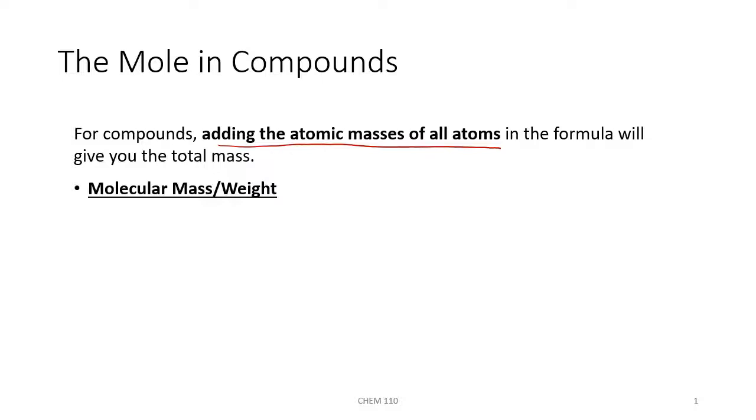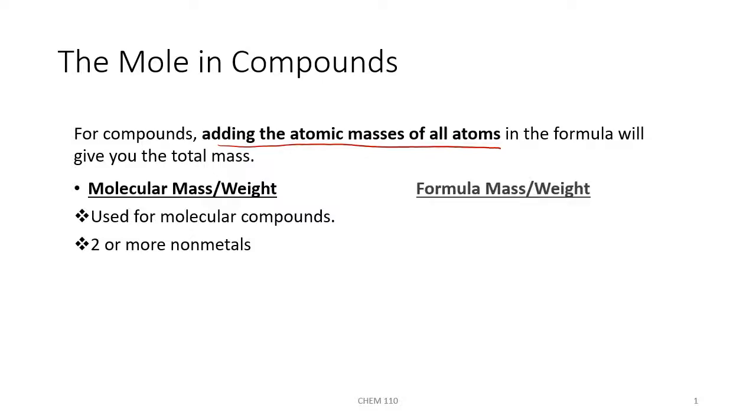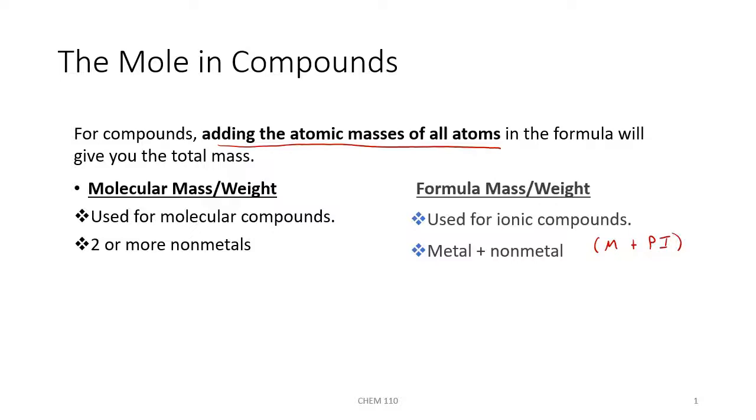Specifically, molecular mass or molecular weight is the term used for molecular compounds. That's when we have 2 or more nonmetals together in some fixed ratio by mass. Formula mass or formula weight is the term used to describe the mass of an ionic compound. That is when we have a metal with a nonmetal, or we could also have a metal with a polyatomic ion, and we would still use the term formula mass.